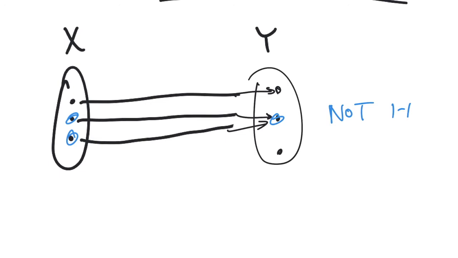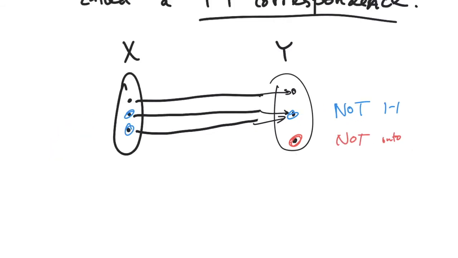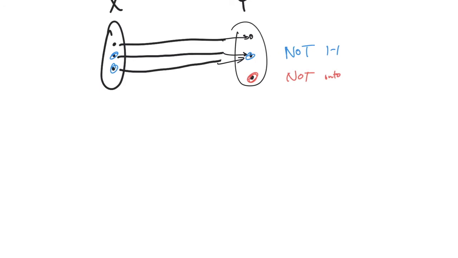Okay, and is it onto? What do you say? Also, no. Why is it not onto? The last dot, yeah, this dot right here has no x going to it, and so that means it's not onto, all right? Any questions about that? I'm just trying to refresh your memory about one-to-one and onto.